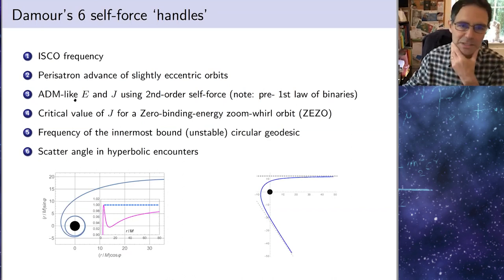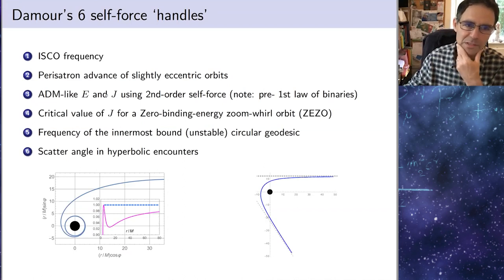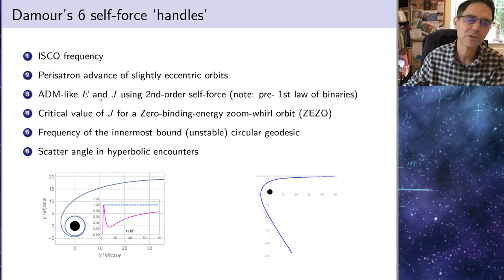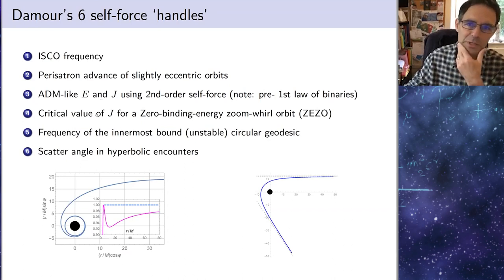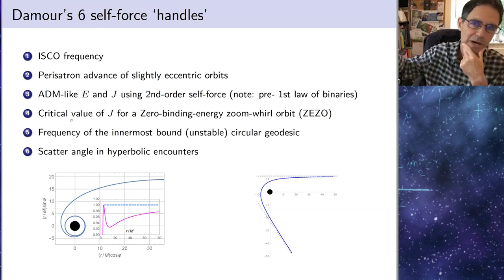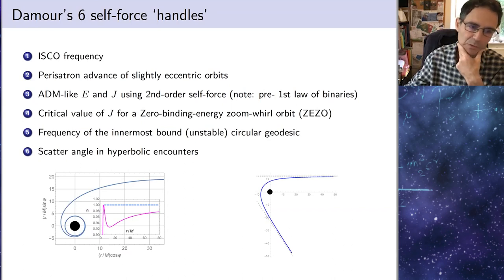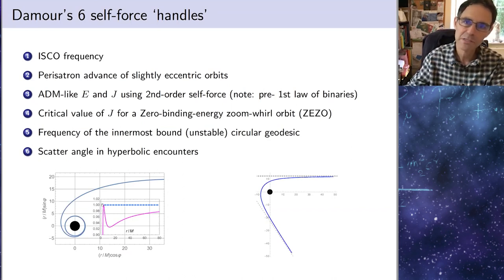But Thibault suggested that before this is also available, we can have a handle on the energetics using first order black hole perturbation theory, so using first order self-force, by looking at a special orbit. And this is this orbit here. It's the orbit that is marginally bound. It starts at zero velocity at infinity, and then it falls in and gets trapped at the unstable circular orbit at 4M. So you have to turn off dissipation for this orbit to actually happen.